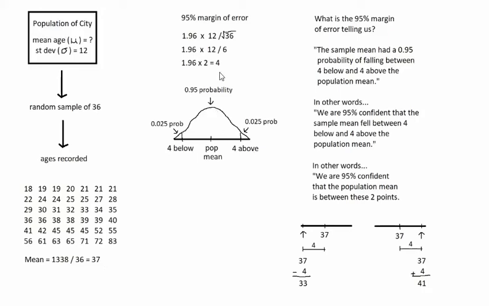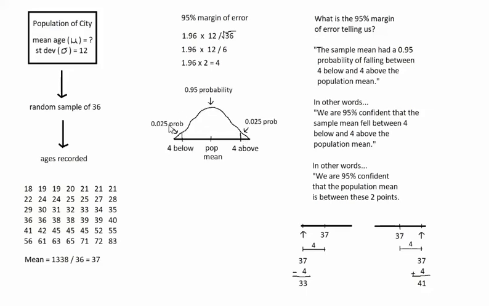And now let's think about what this 95% margin of error is telling us. Well, we can make a diagram to help visually display it. What it's telling us is that when this person took this random sample of 36 and recorded their 36 ages and calculated the sample mean, the person had a 0.95 probability or a 95% chance of getting a sample mean somewhere between 4 below and 4 above the population mean, between these 2 points. In other words, the person had a 0.95 probability of making it somewhere inside this window of accuracy between 4 below and 4 above the population mean.